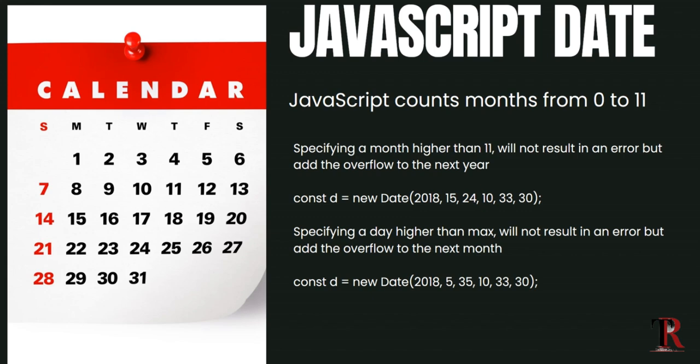So for a quick recap, when you supply a month higher than 11, it will not result in an error, but it will add the overflow to the next year. When you specify a day higher than the max, it will not result in an error, but it will add the overflow to the next month as well.